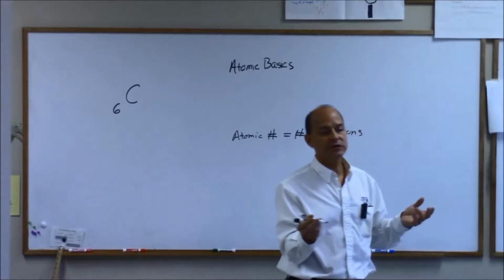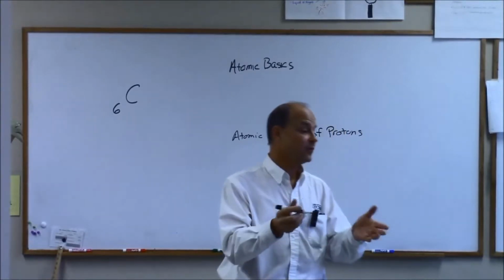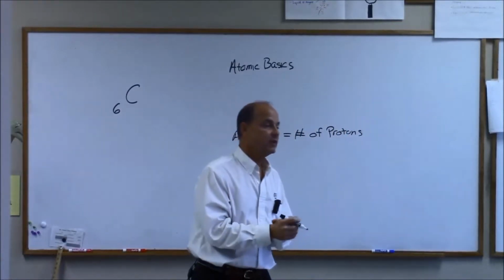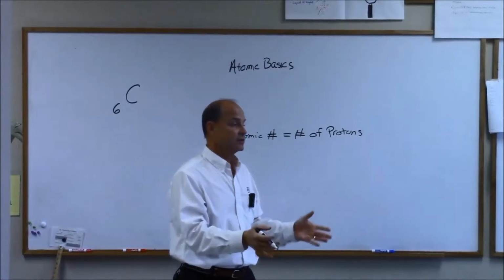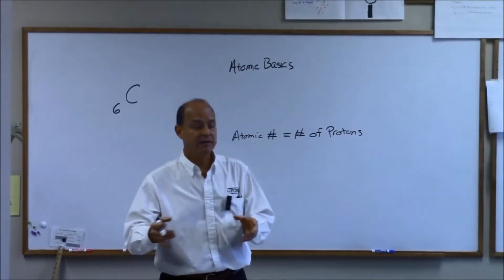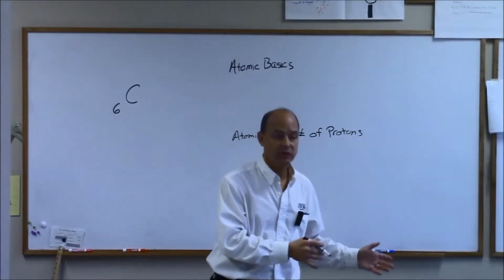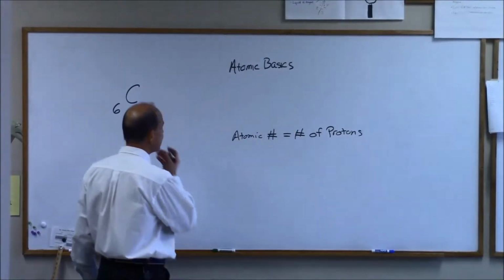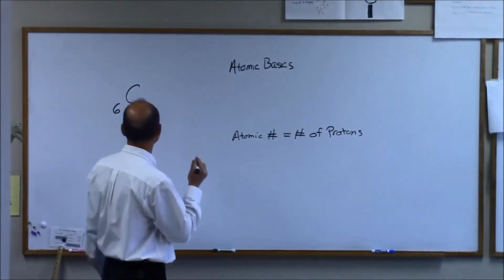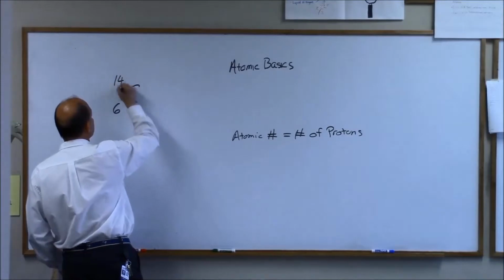So we have different isotopes of carbon, because our definition of an isotope is atoms of an element that have different numbers of neutrons, right? So we remember that. Today I'm going to pick on carbon-14.